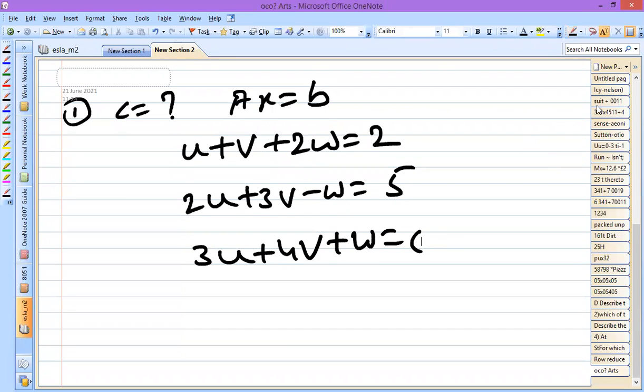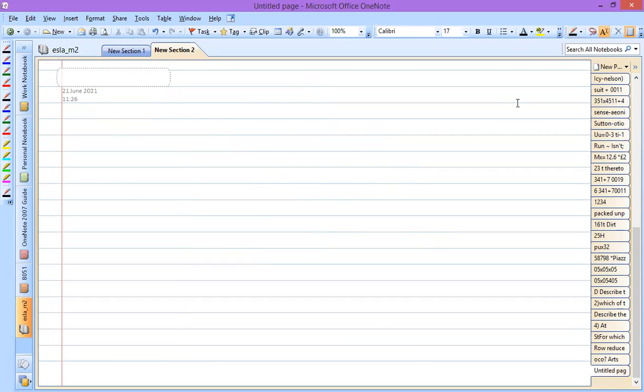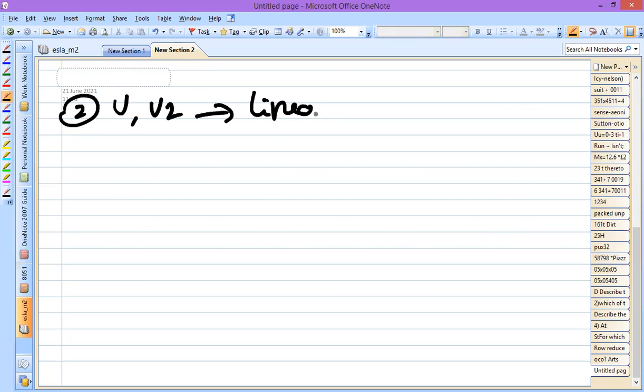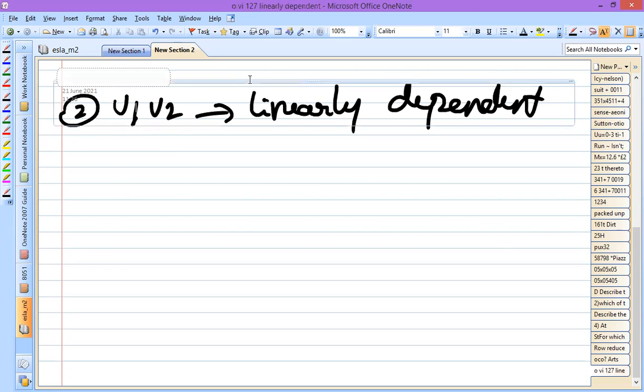So we'll take up this problem later. Before this, first let us get the idea of dependency and independency. Take down the next problem. Determine whether or not the vectors V1, V2 are linearly dependent.